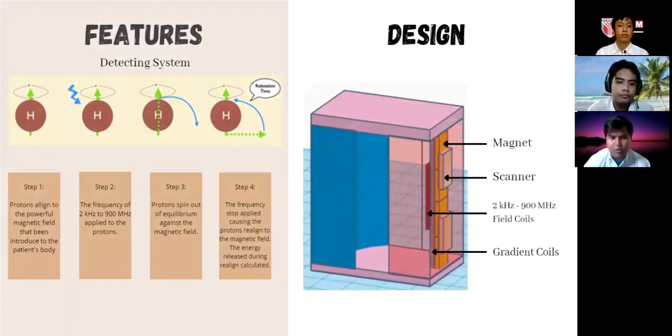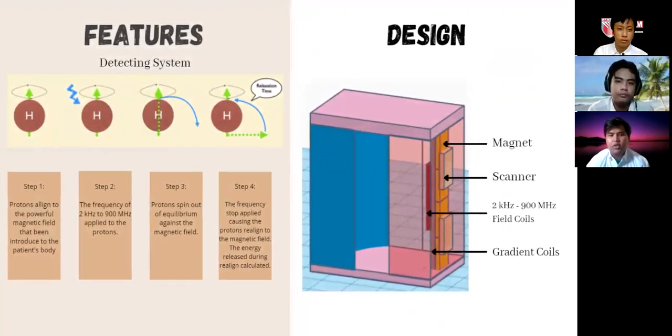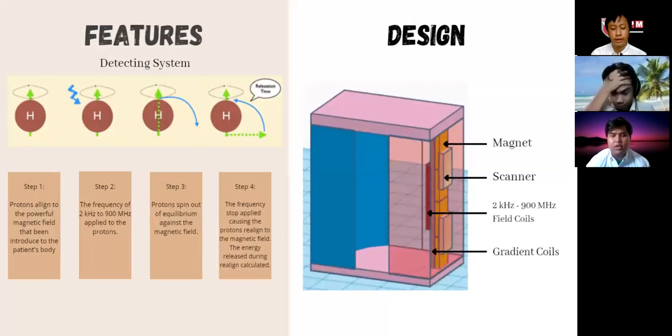To the next slide, I will pass to Adham. Thank you, Bimo. I will proceed with the theory and design of our blood clot formation detector. The main feature of our machine is the detecting system. As was said by Farid, our machine is based on an MRI scanner.